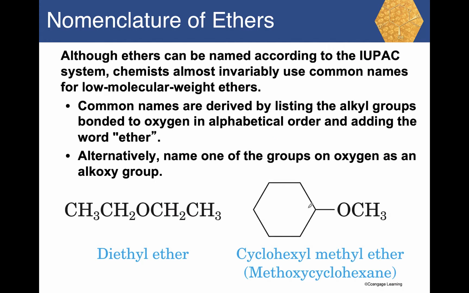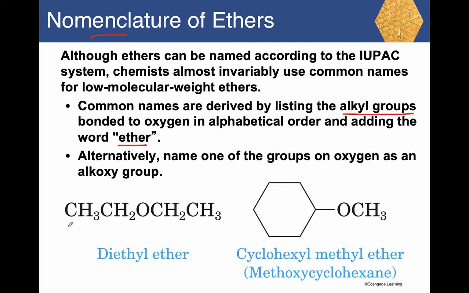So in terms of the nomenclature, let's look at the nomenclature. How do we name ethers? The naming is pretty simple. We name the alkyl groups that are bonded to oxygen and just add the word ether afterwards.